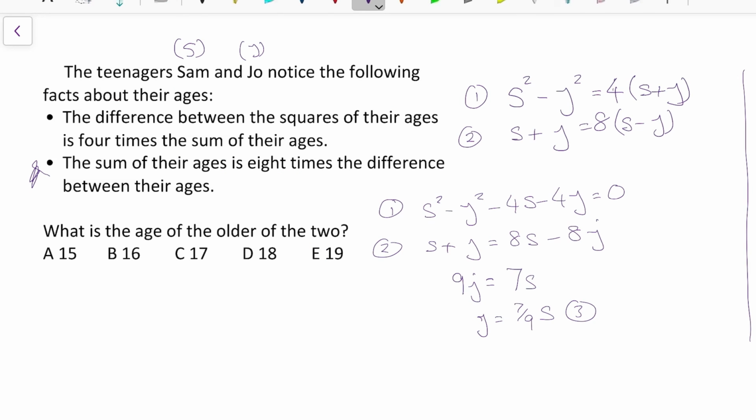Quick check of what the original question was, to make sure we've answered the question. Teenagers Sam and Joe, difference and so on, what is the age of the older of the two? I stuck with S, and I worked out that S is 18, so it is indeed 18. It doesn't tell me to do this, but of course I could work out that J is 7/9 of 18. 18 divided by 9 is 2, times 7 is 14. It doesn't want that, only the older of the two. That's it, quite a nice question.